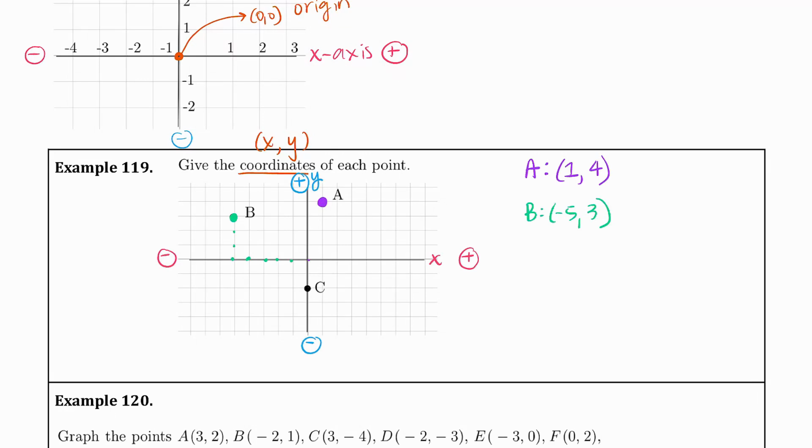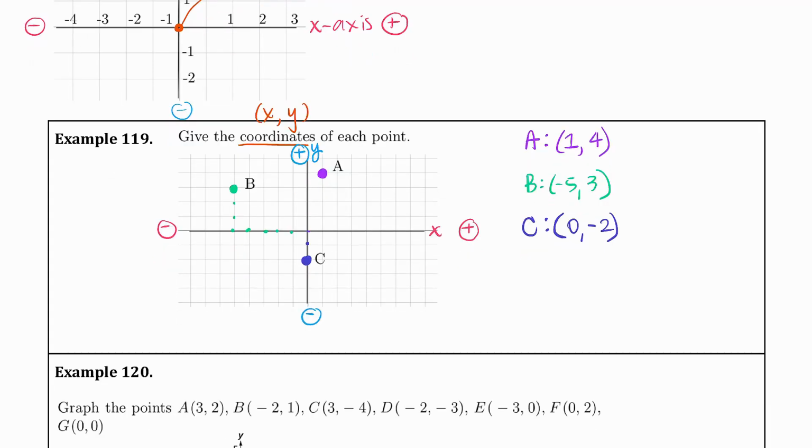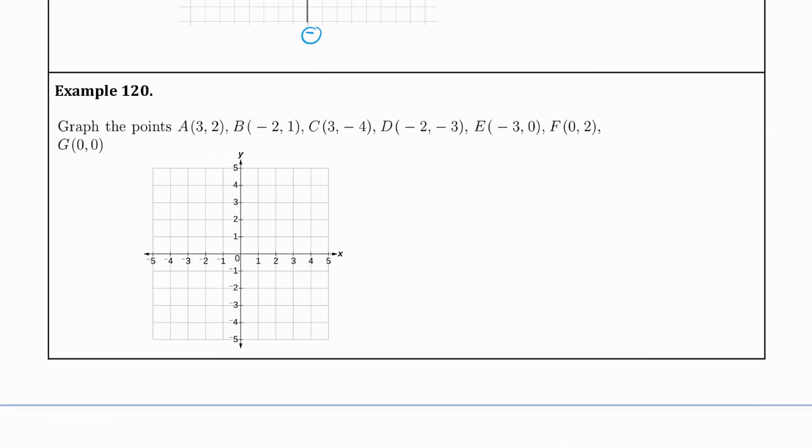And then our last point here is C. Notice if we start counting from our origin, we do not move left or right at all. So that tells me that our x-coordinate is 0. Then we go down 1, 2. That tells me our y-coordinate is negative 2. So when we're writing ordered pairs, always start with your x, that's our horizontal movement, and then do our y, that's our vertical movement.